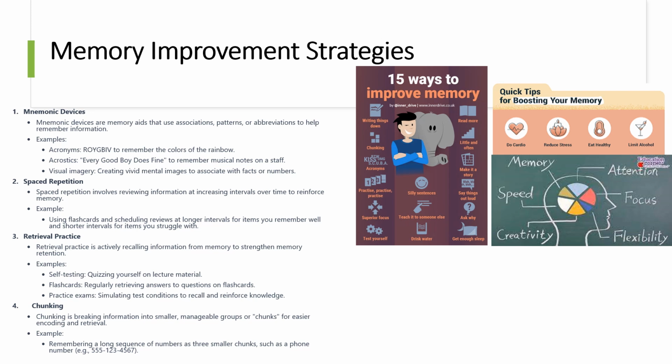Chunking. Chunking is breaking information into smaller, manageable groups or chunks for easier encoding and retrieval. Example: remembering a long sequence of numbers as three smaller chunks, such as a phone number, 555-123-4567.